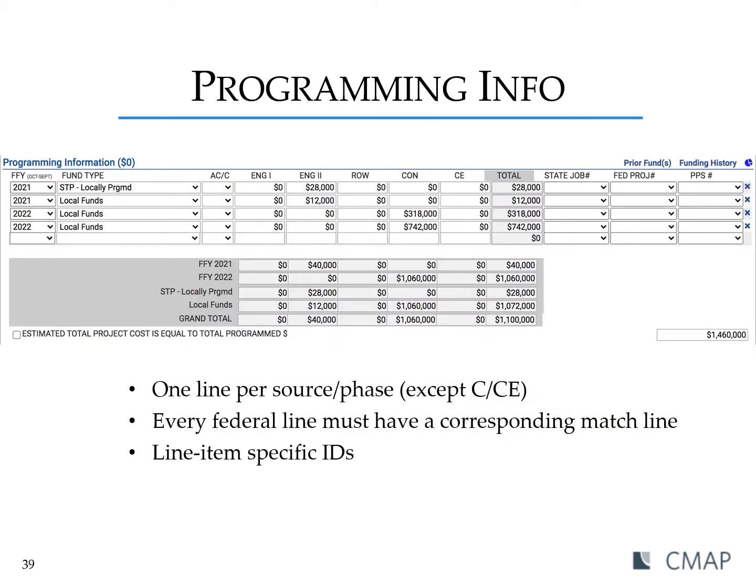The next section is programming information, which details current and prior funding. There should be one line per source and phase, with the exception of construction and construction engineering. And every federal line must have a corresponding match line. And then line item specific IDs should be entered on the far right there. The drop downs for the IDs are auto-populated based on information provided in the ID tab, which we'll touch on later.